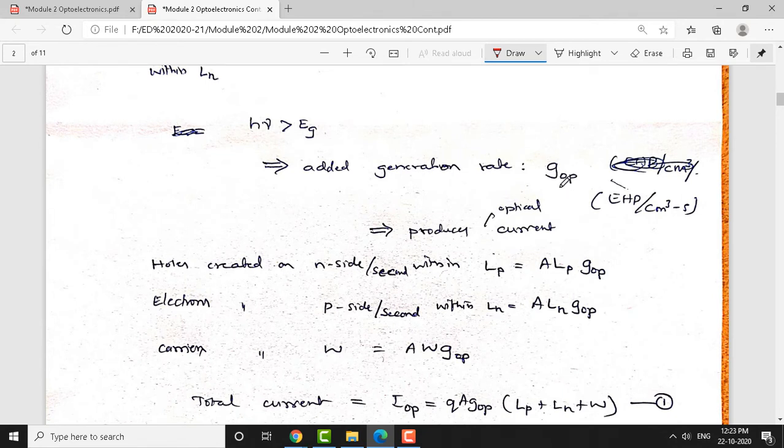So, that is nothing but how many EHP, electron hole pairs, are generated per cubic centimeter per second. This is the unit for GOP. Okay. So, GOP is nothing but the optical generation rate, or simply we can say it is the generation rate. So, it is EHP per cubic centimeter per second. So, within this volume in a second, how many electron hole pairs are generated, that is what this GOP tells us. Okay.